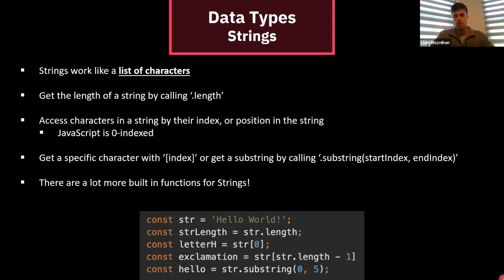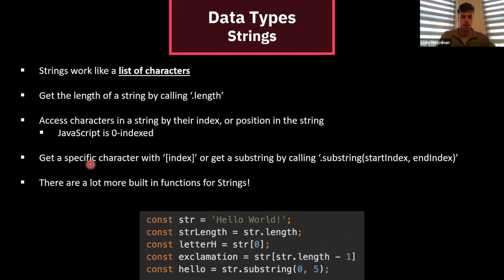Like we said, strings are just a list of characters. Because of that, JavaScript gives you some ways of interacting with it like a list. You can get the length of a string by calling .length on it. We can see that down here. We can also access the characters in a string by their index, which just means their position in the string. An important thing to note is that JavaScript is zero indexed. That means the very first character has an index of 0. It doesn't start at 1, it starts at 0, which means the last index is the length of the string minus 1.